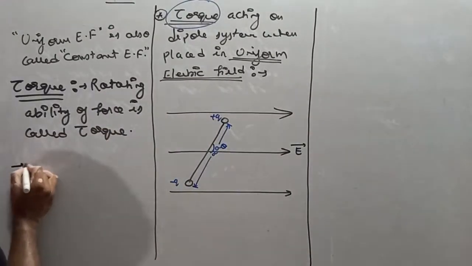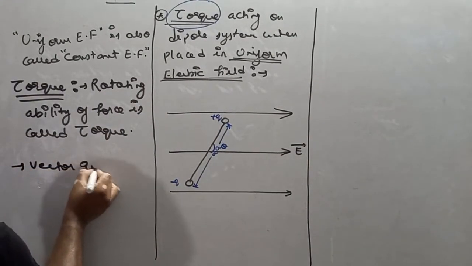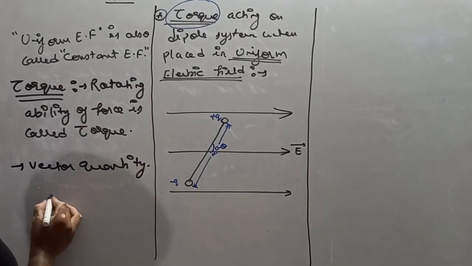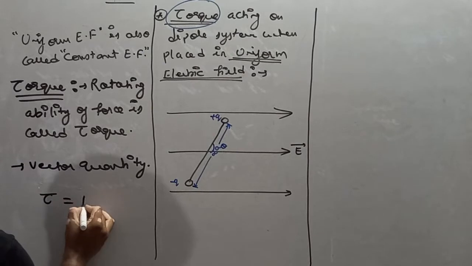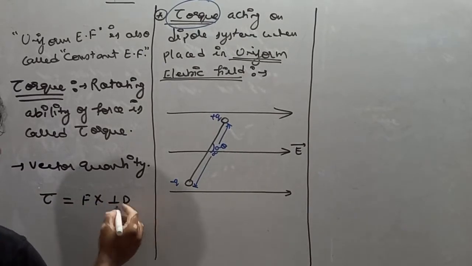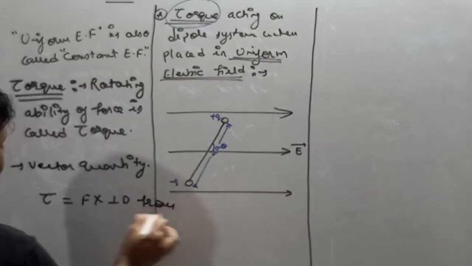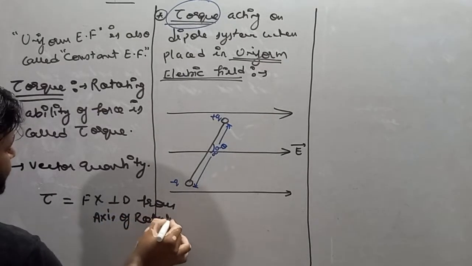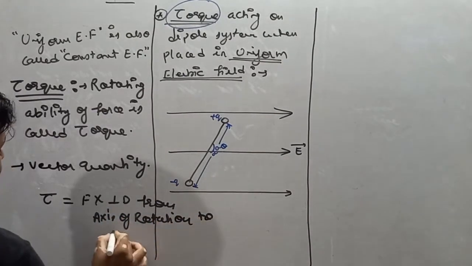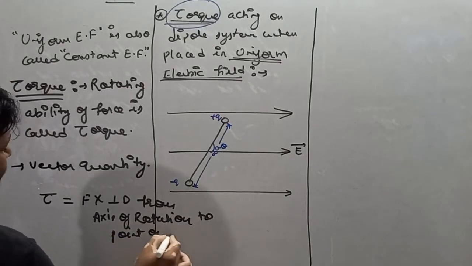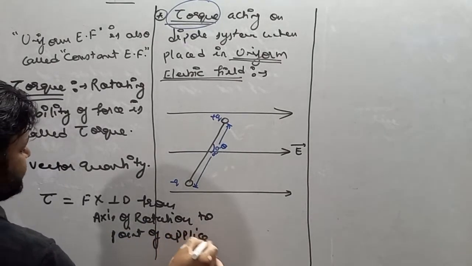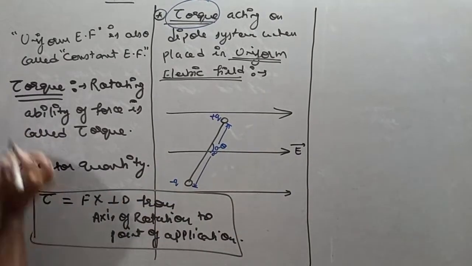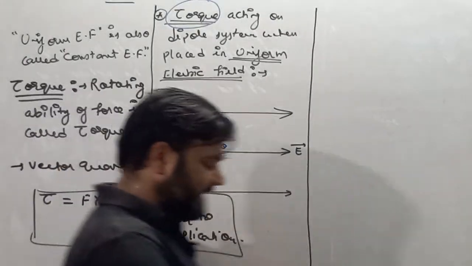Remember, it is a vector quantity and the formula of torque is tau equals force into perpendicular distance from axis of rotation to point of application. Axis of rotation to point of application. See what actually torque is.